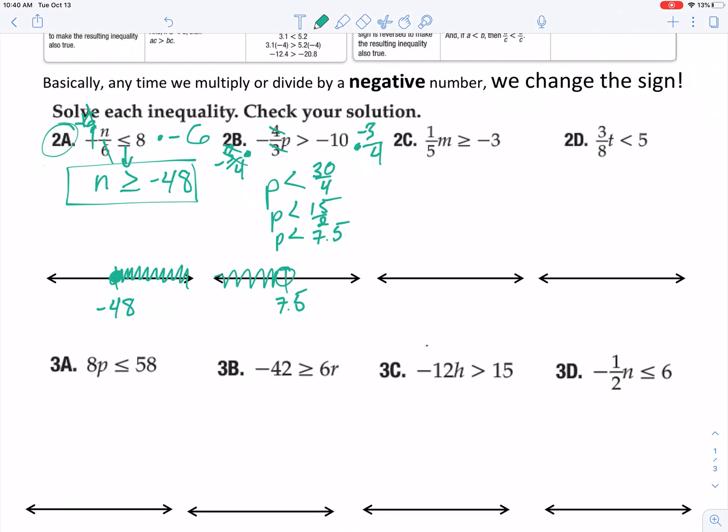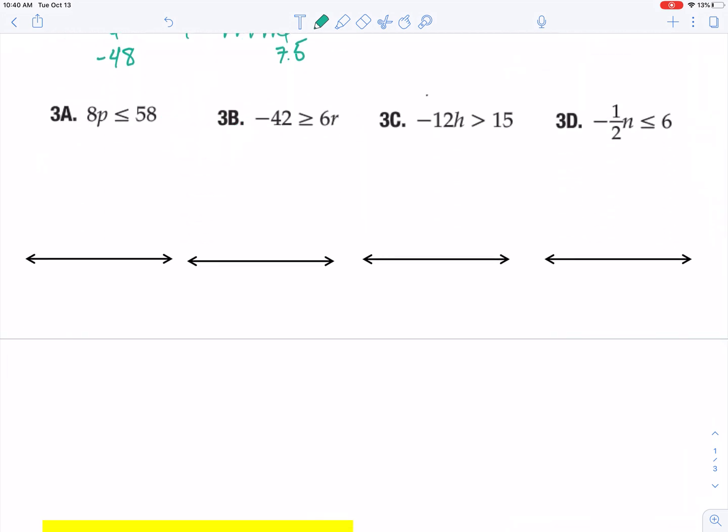The question I always get asked then is, what if I divide and it's not a negative number? Let's come down here and do 3b. In this case, when I divide by 6, whoops, stop. Did I divide by a negative? No, I did not divide by a negative. So I do not flip the sign. The rule is that you change it if and only if you multiply or divide by a negative.